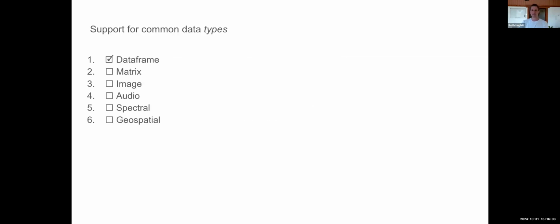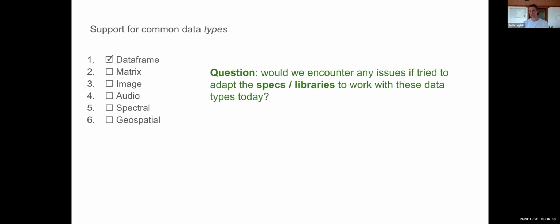So structure, I would say from my point of view so far, again, most of the focus on the project has been on tabular data or data frames. There are other formats that people commonly use, and it's just useful to think about it. And the question I guess we could ask is, would we encounter any issues if we tried to adapt the specs and libraries to work with these data types today?